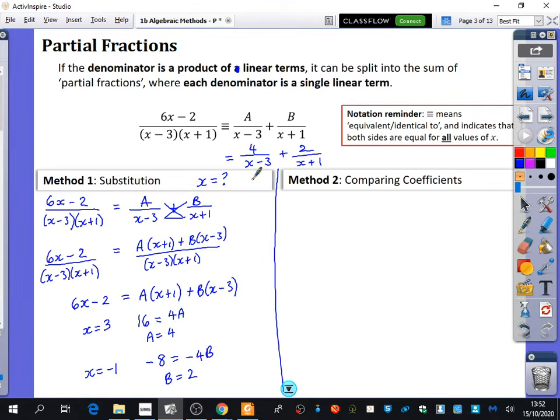I actually did comparing coefficients with my Year 12 group this morning when we looked at vectors and we did those horrible vector problems where we had to compare the lambdas and mu's. I think I taught you that last year. So we can do the same thing where you can compare the coefficients of things here.